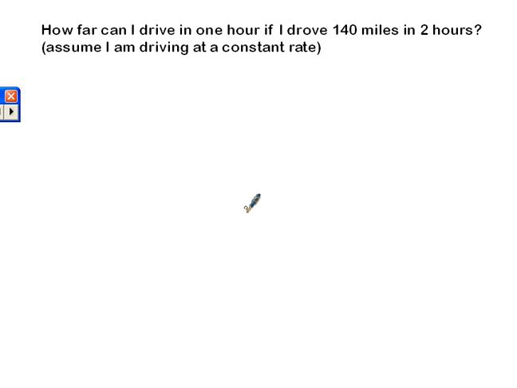We are going to be writing and solving proportions. In order to write a proportion, the first thing you want to look at is the question. The question here is, how far can I drive in 1 hour? That will tell you what your first ratio should be.